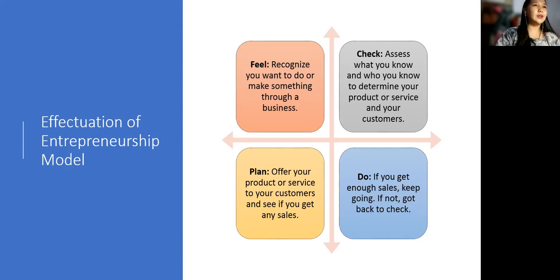The next is you plan. Offer your product or service to your customers and see if you get any sales. The third one is check, assess what you know and will to determine your plan or product or service and your customers. And do, if you get enough sales, keep going. If not, go back to check. So basically, yung dalawa kasi na model natin dito class, mas maintindihan nyo to kapag i-discuss kayo next. Because this effectuation, ang root word niya is effect.